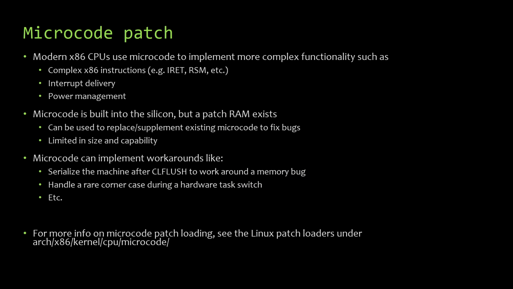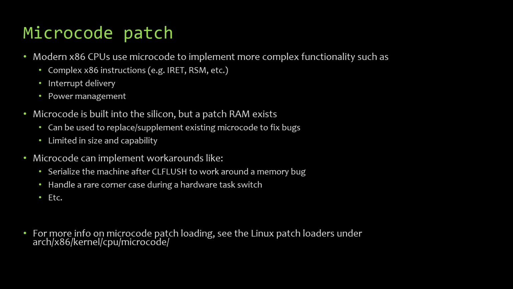Another option that is available on modern CPUs is something called microcode patch. Microcode is like an on-chip firmware. It's used on processors typically for implementing things like complex x86 instructions, so like IRET, RSM, there's a whole bunch of others, hardware task switch, things like that, interrupt delivery, and a lot of power management features. And microcode basically breaks up these complex flows into a sequence of smaller operations that the hardware can natively understand.